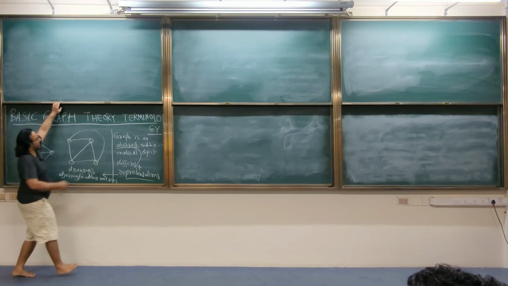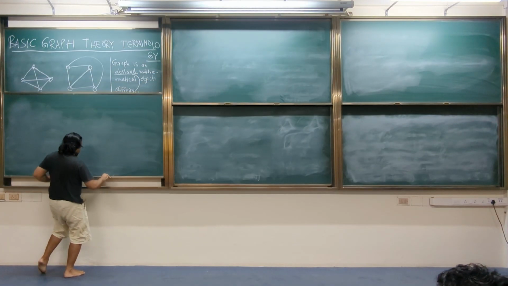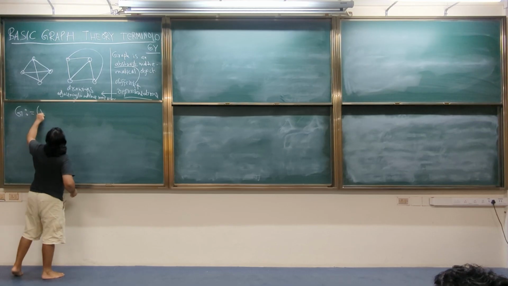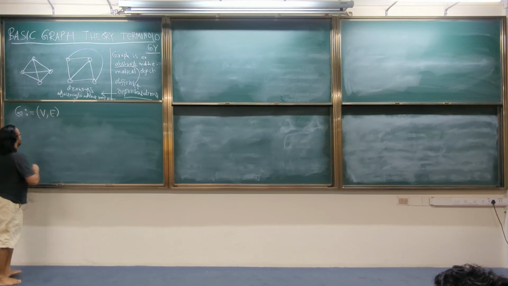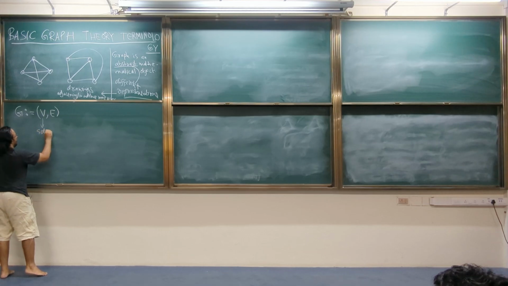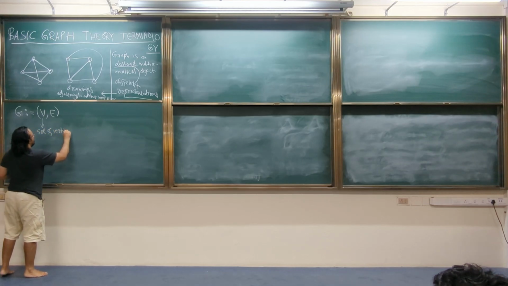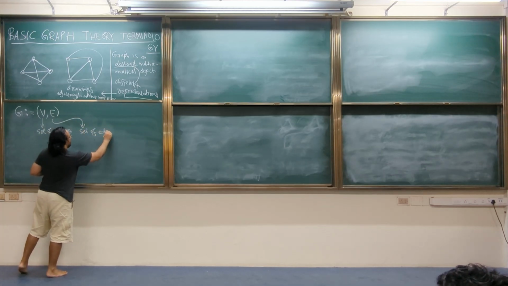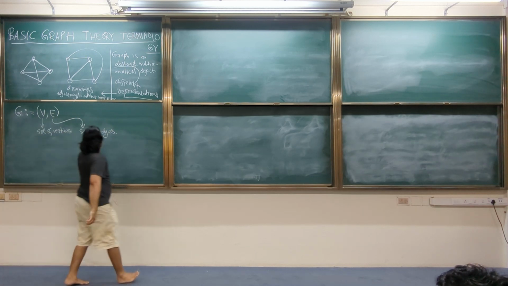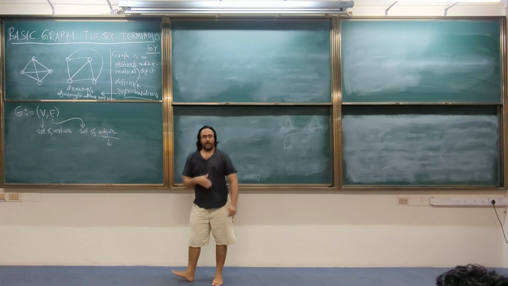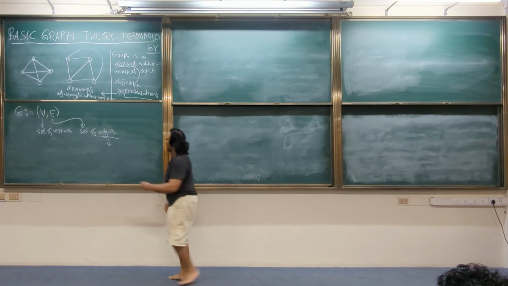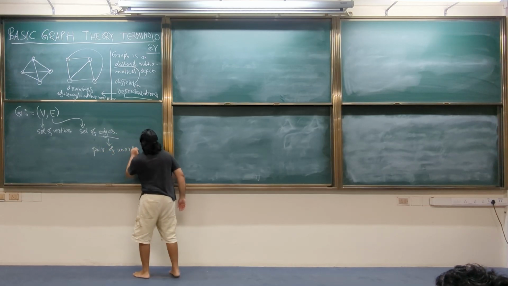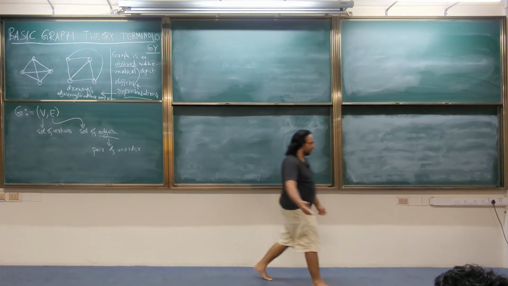Okay, and more formally, or more precisely maybe, it has two things: the set of vertices and the set of edges. And each edge may be viewed as a pair of unordered distinct vertices. Pair of unordered. That's all.